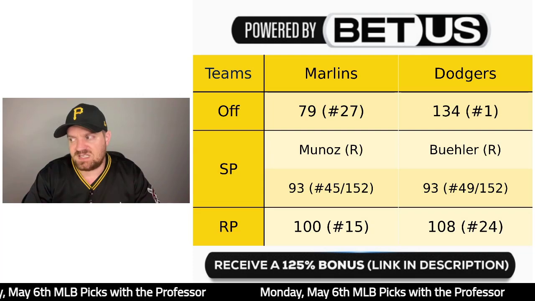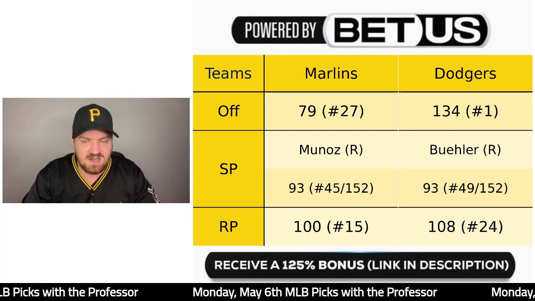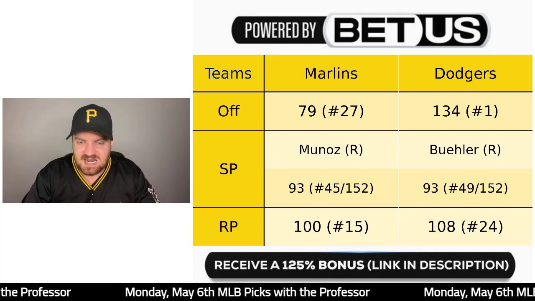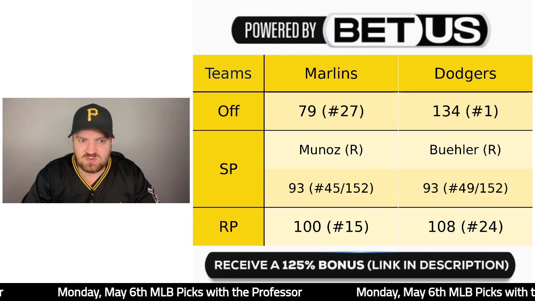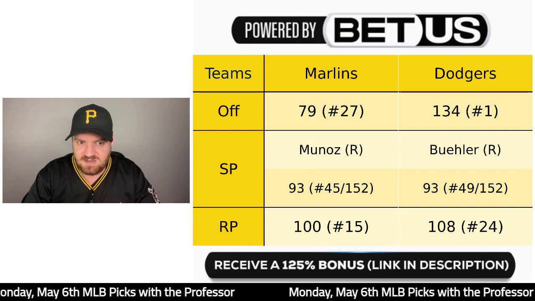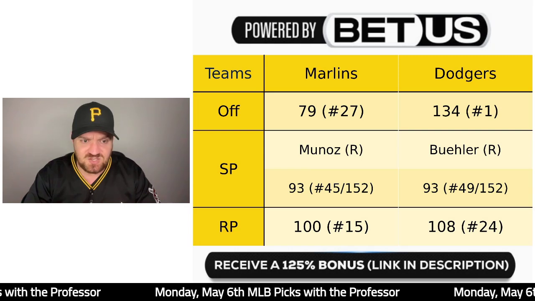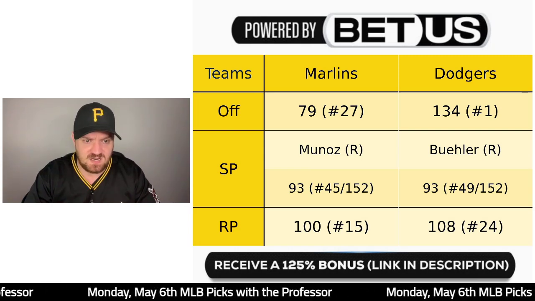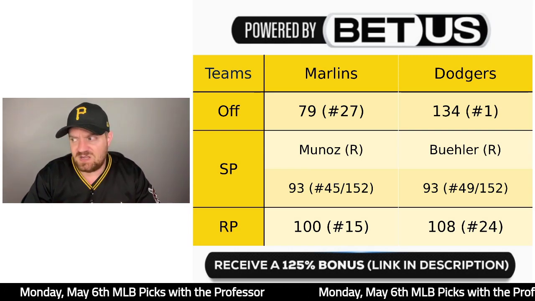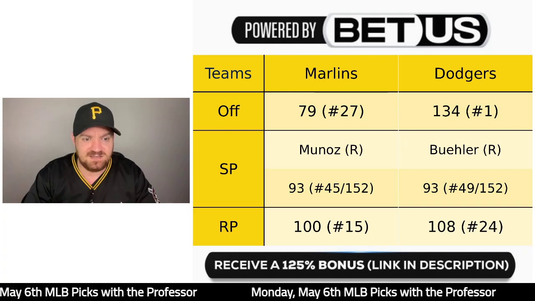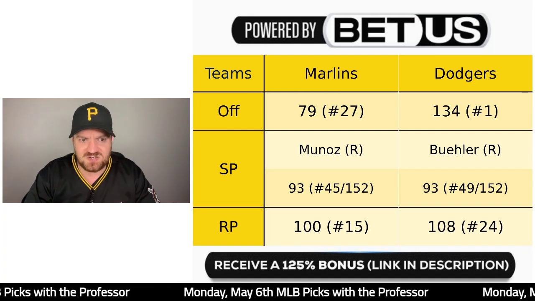Of course, the big story in this game is Walker Buehler making his return from surgery. Gets a 93 grade, projects very well. He was one of the better pitchers in baseball. Here's the caveat with him, and the reason why his grade's only a 93. When he finished pitching right when he was getting hurt, his grade was probably in the 70s. I mean, one of the better pitchers in baseball.